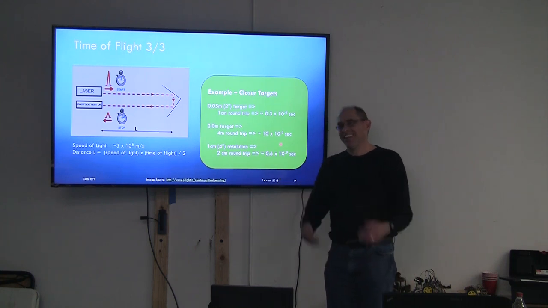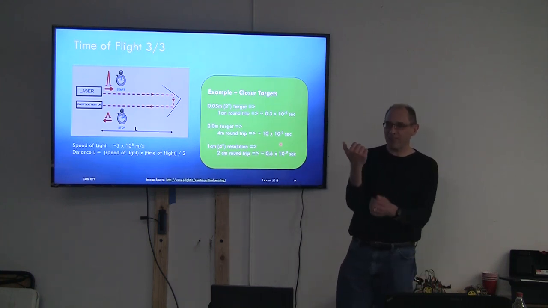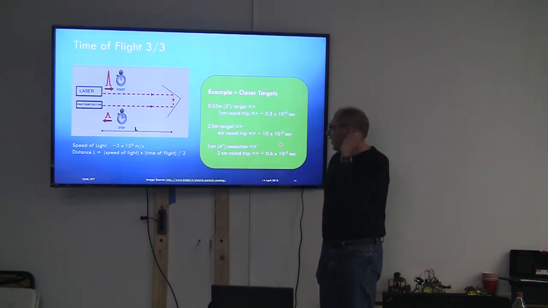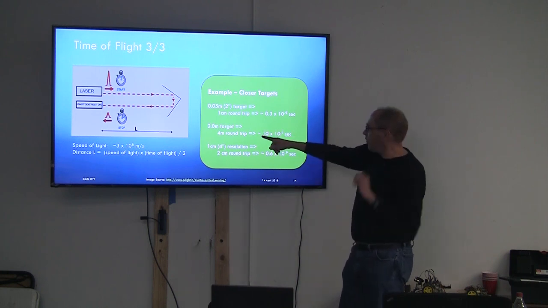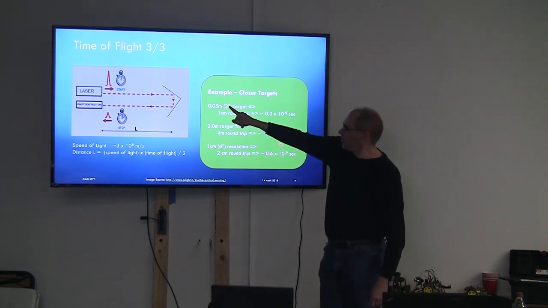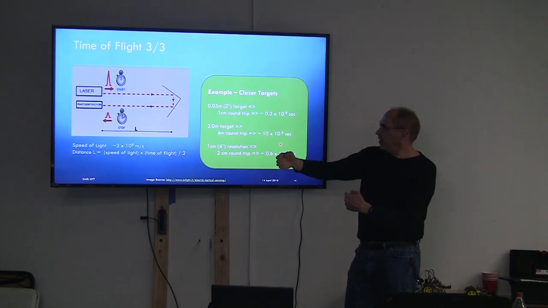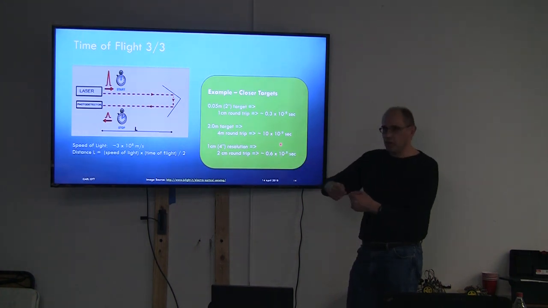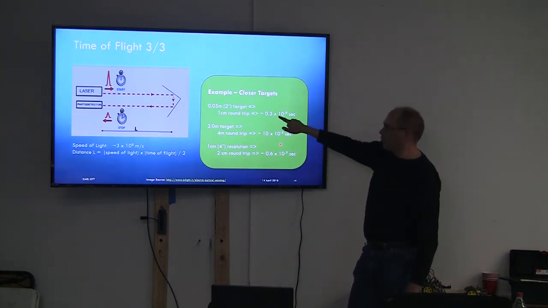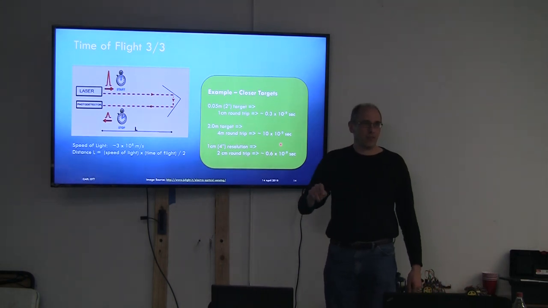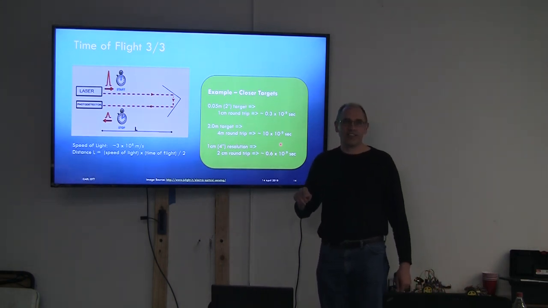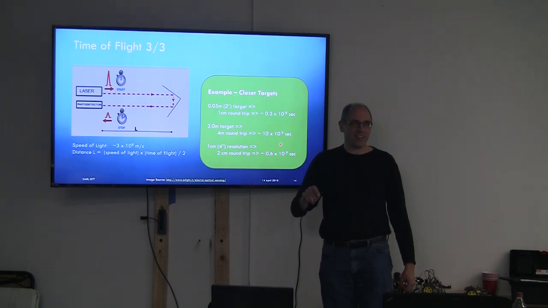Exactly. It took a half a second. It was 1 nanosecond plus a half, right? So what does that mean? If we're trying to do a 2-inch target, something's 2 inches away, that's about a 1 centimeter round trip out and back. So that's 0.3 nanoseconds. 300 picoseconds. Now, who here has tried to measure things in the nanosecond range even?